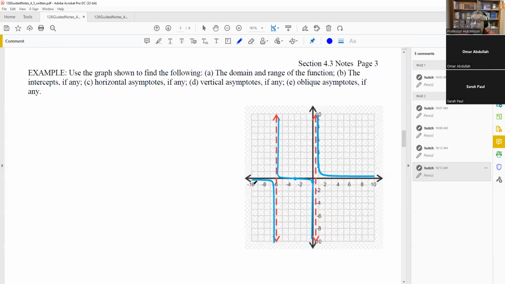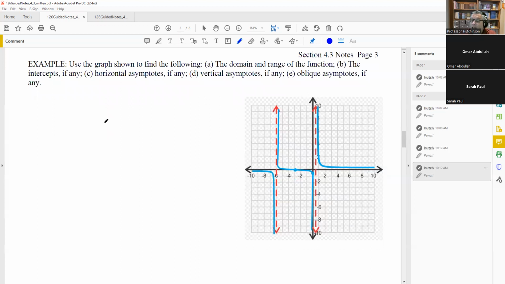Now there are other questions in here where it asks you to find all this information off of the graph itself. So one thing I'll mention here is this is at -6 here, -6 to make that bigger.